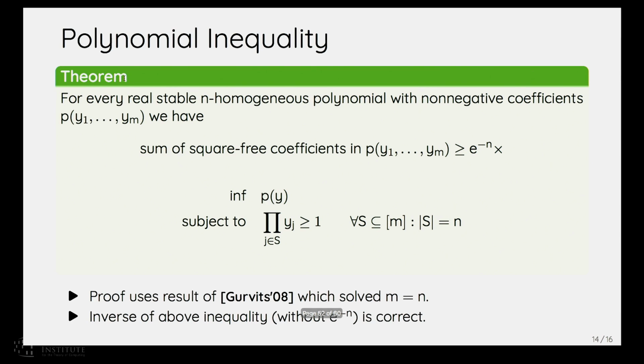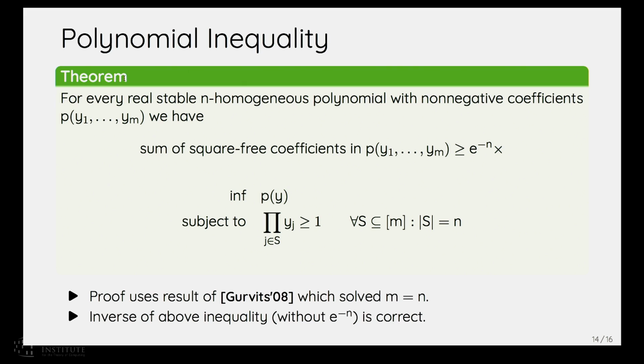If you remove the e to the negative n term, the inequality would be reversed. And the reason is very simple. It's because for every square-free monomial that appears in P of y, you've conditioned that monomial to be at least 1. So in P of y, you get at least the sum of the coefficients of those terms. So the hard part is proving this inequality, that it's also lower bounded by this convex relaxation.